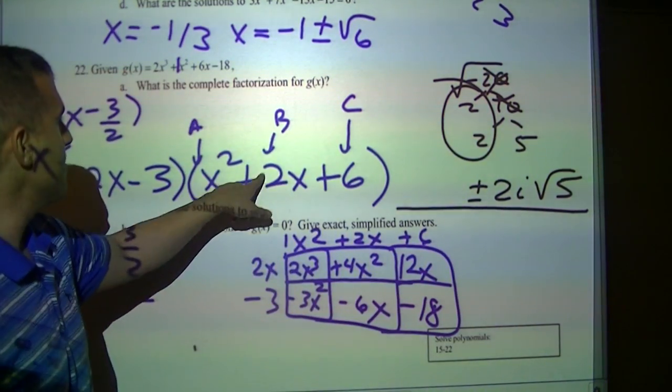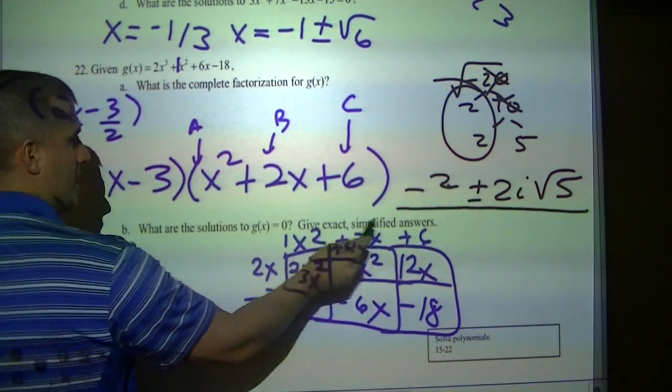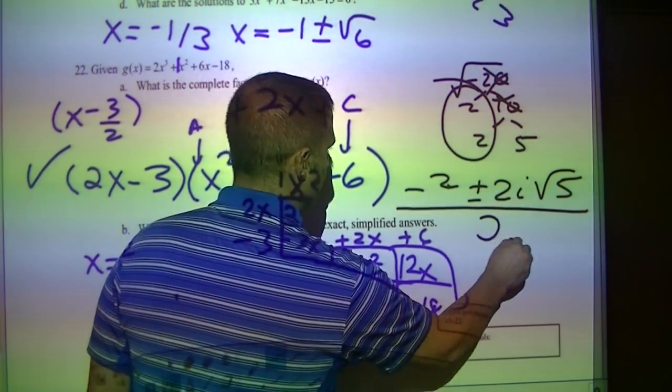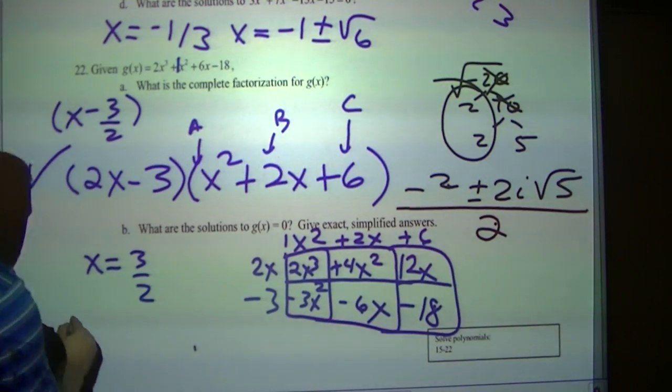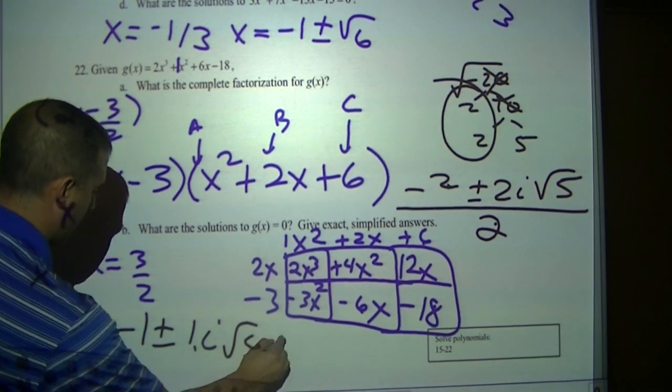The quadratic formula says take the opposite of this, which is negative 2. And then 2a. My a is 1, so that's going to be 2. All of those are divisible by 2. So my answer here is negative 1 plus or minus 1i square root of 5.